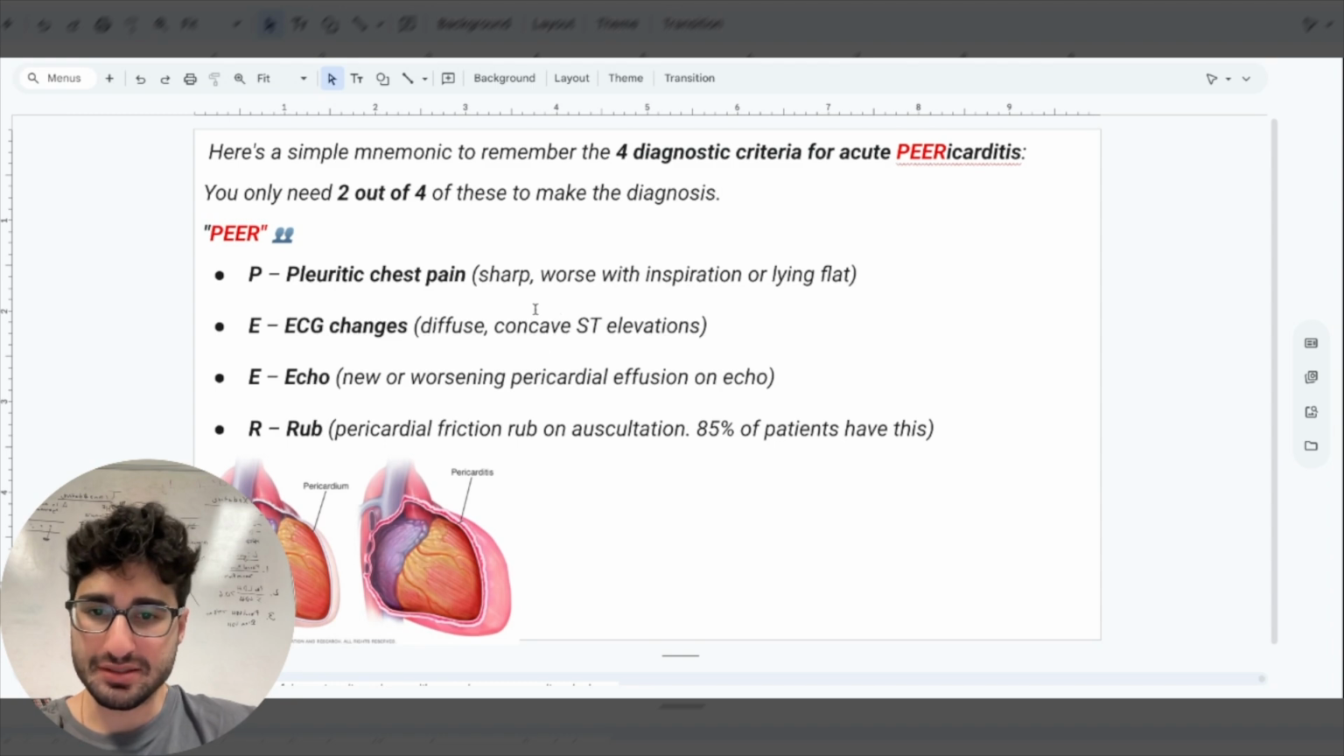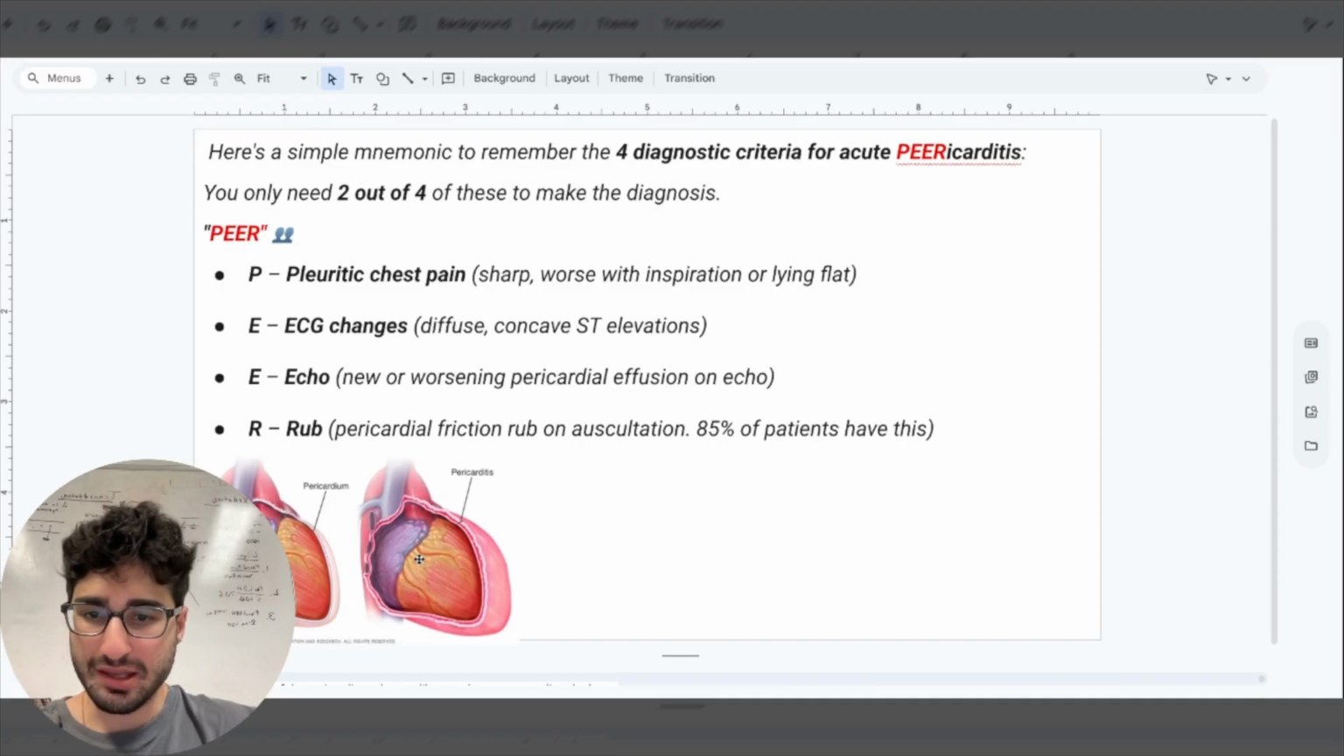There's going to be these diffuse ST elevations that we're going to be seeing on the ECG. The other E is going to be for the echo findings. There's going to be a new or worsening pericardial effusion on the echo, and the R is going to be for the pericardial friction rub. We will be hearing that on auscultation, and 85% of patients have this.